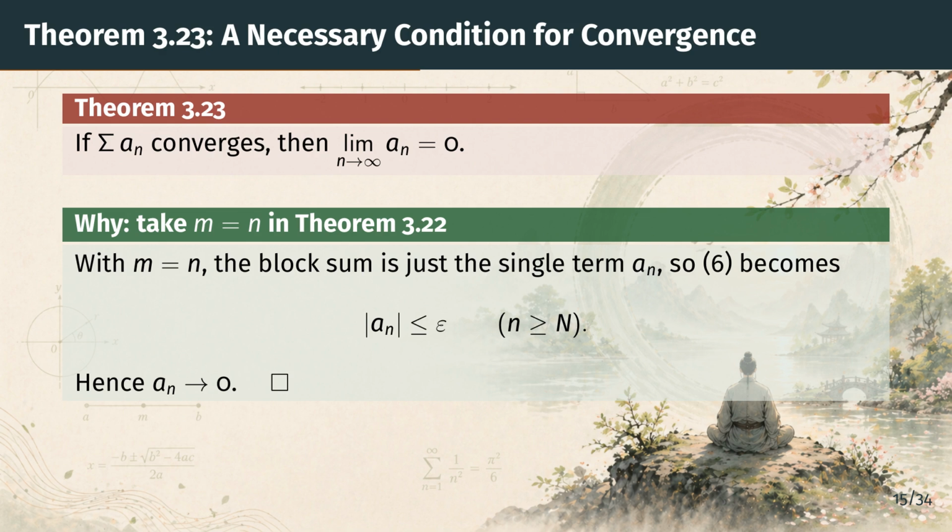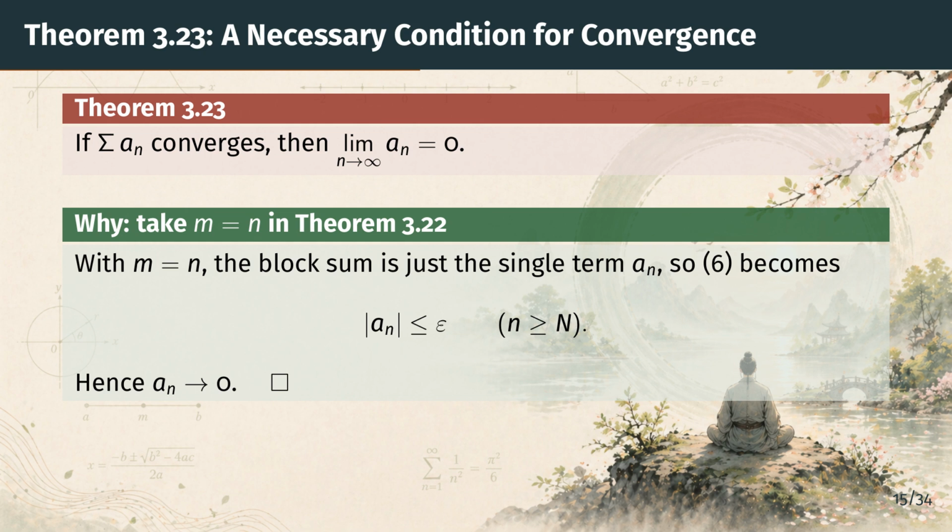Theorem 3.23 is a free corollary of the Cauchy criterion. If a series converges, its terms must tend to zero. The intuition is easy to feel. If the terms refuse to shrink, every new term would knock the partial sum sideways by at least some fixed positive amount, and a sequence that keeps jumping by a fixed amount cannot settle down to a limit. The proof on the slide makes that intuition rigorous in one move. The Cauchy criterion gives us a uniform bound on every block sum from index n to index m.